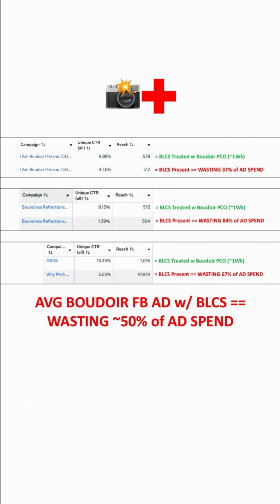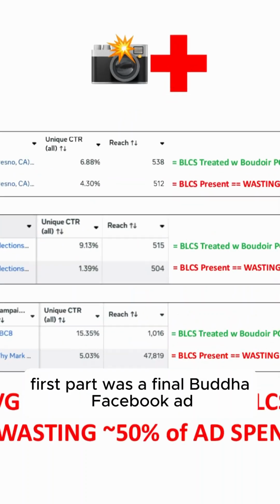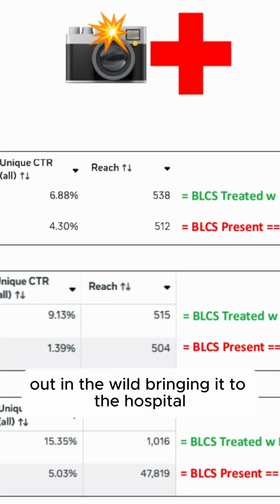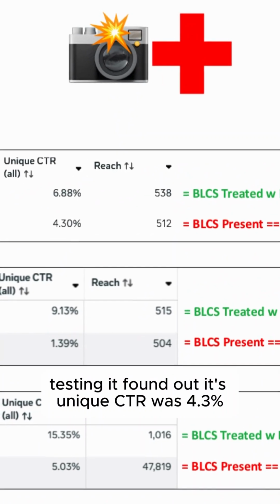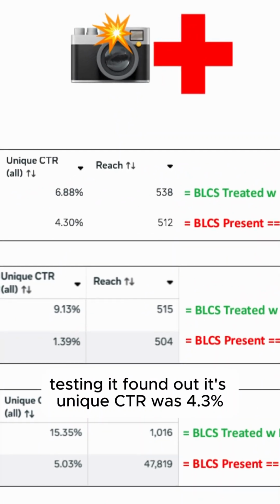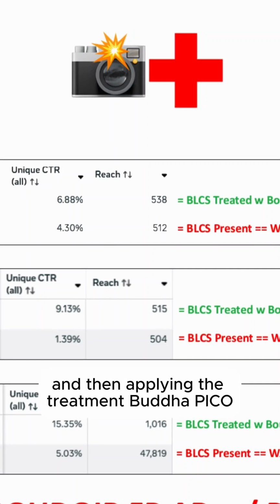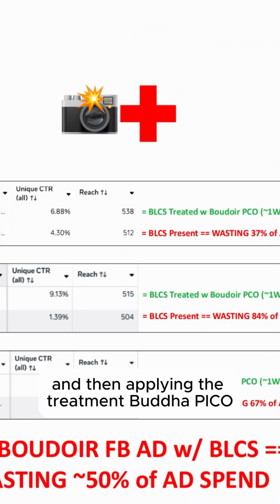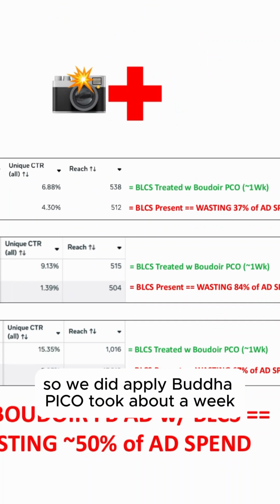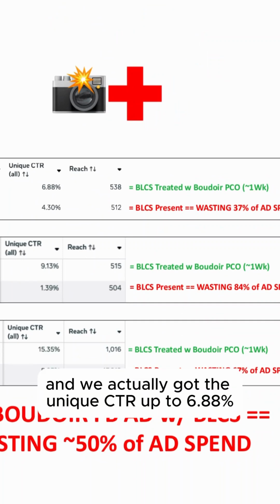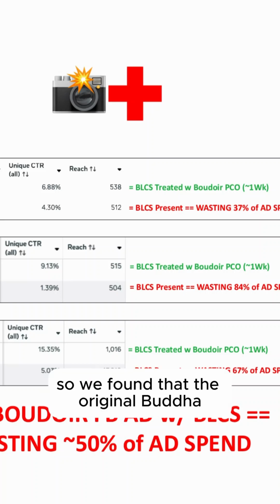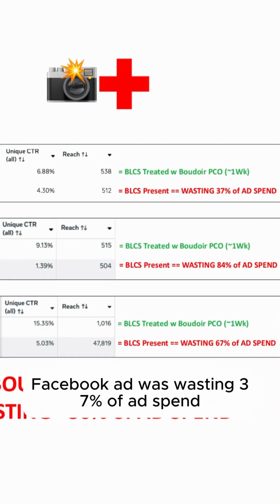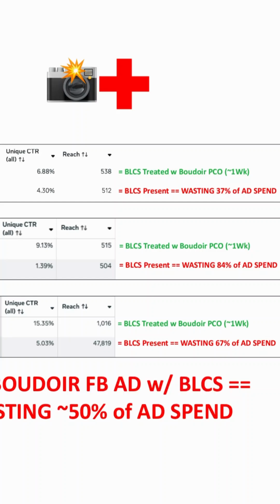So from my residency, first part was finding a Boudoir Facebook ad out in the wild, bringing it to the hospital, testing it, finding out its unique CTR was 4.3%, and then applying the treatment, Boudoir PICO. So we did apply Boudoir PICO, it took about a week, and we actually got the unique CTR up to 6.88%. So we found that the original Boudoir Facebook ad was wasting 37% of ad spend, literally being wasted.